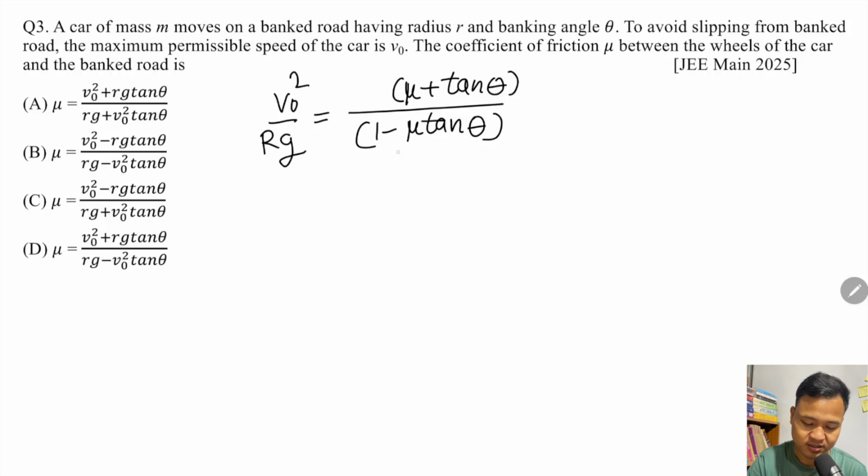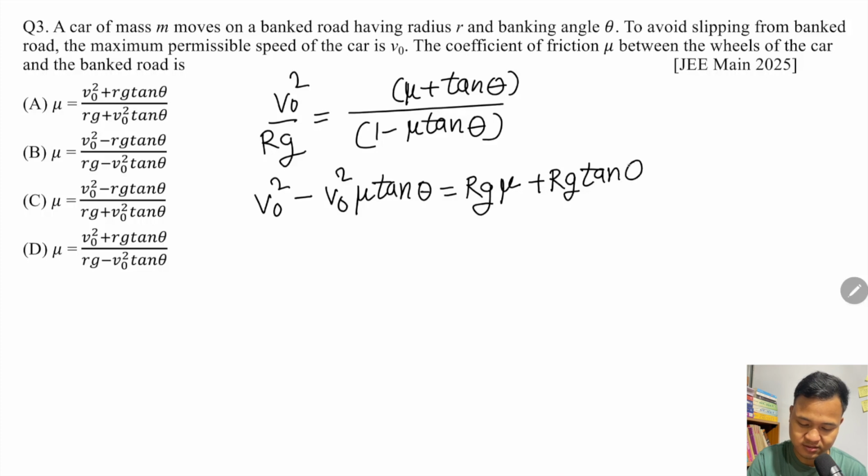Now you do cross multiplication. You bring this here. Okay, you bring this here, right? So what will you have? So v naught square into 1 is v naught square minus v naught square into mu tan theta. Okay, so this is equals to rz into mu, right? Plus rz into tan theta.